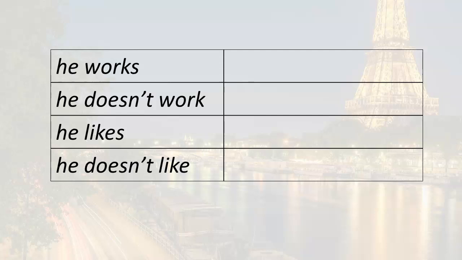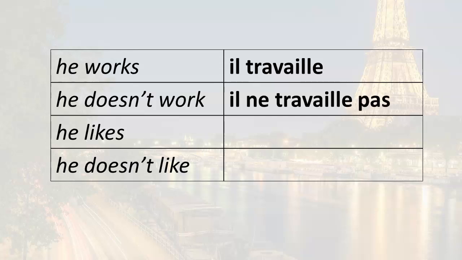In this lesson we're going to look at the subject pronoun he, which is il. So he works, il travaille. So how do we negate with il? He doesn't work. Again, the ne pas around the travaille, and you have il ne travaille pas. Il travaille, il ne travaille pas.